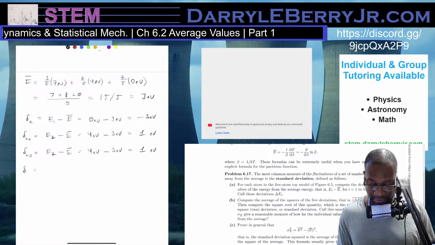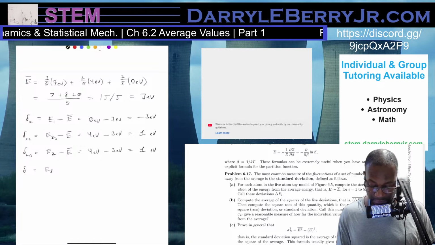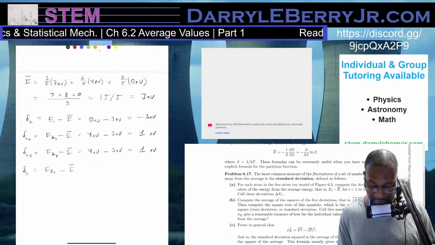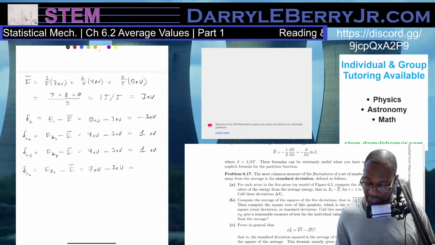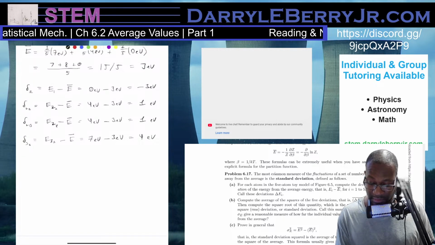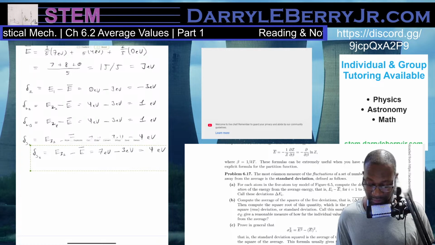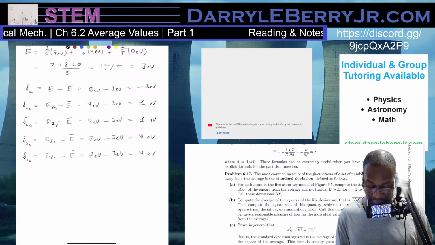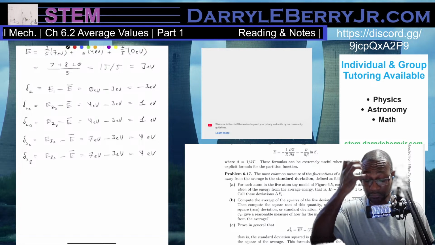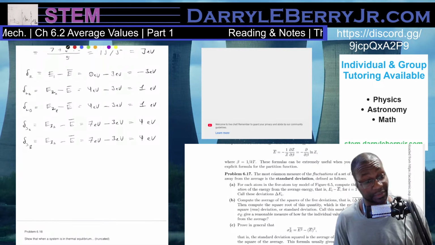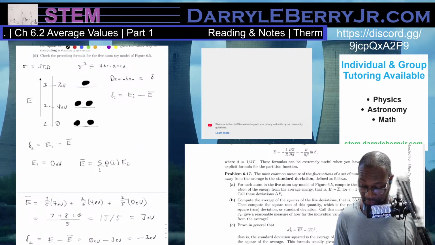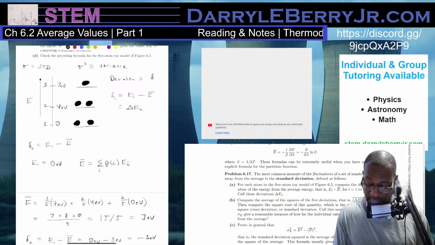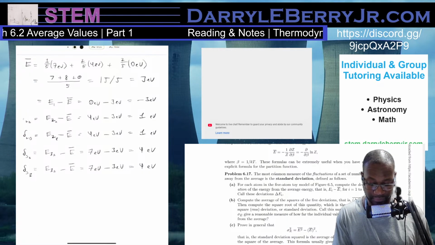And the deviation of E3 minus the average equals 7 electron volts minus 3 electron volts. So that's 4 electron volts. And we have the same thing for the last state. Right? So that seems easy enough. All these deviations change in E i. Oh, well. So I guess they did give us a symbol. I just have to read a little bit farther.